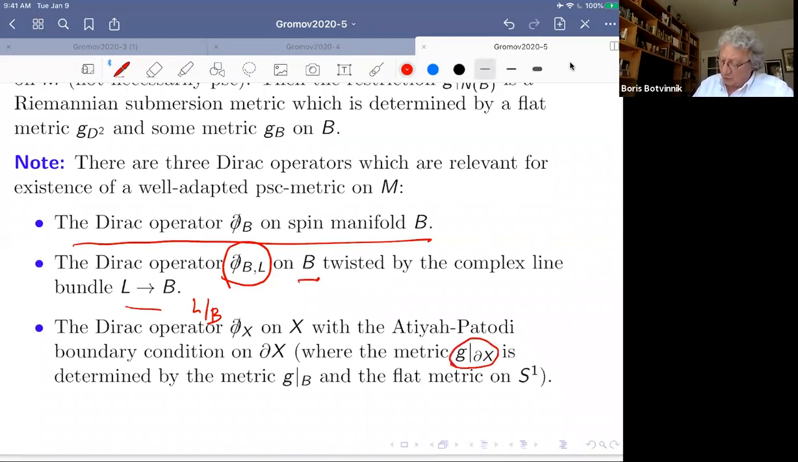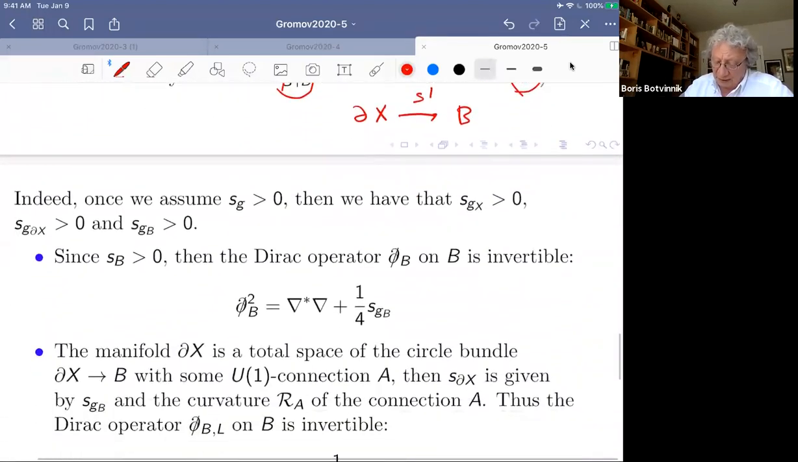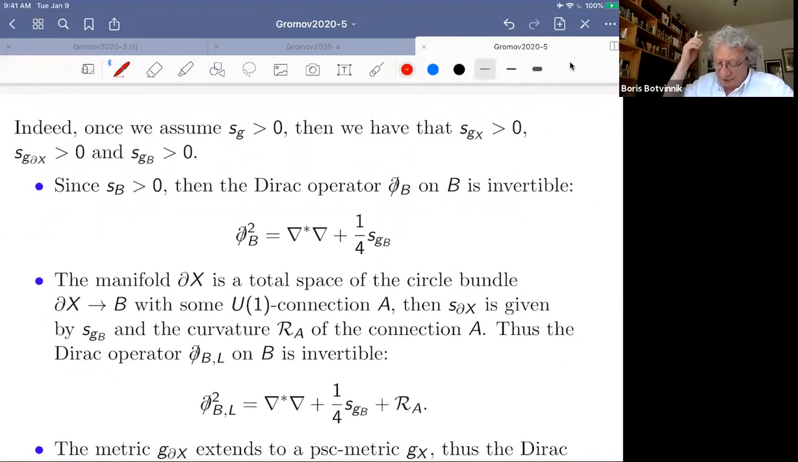Again, the metric on the boundary is determined by the metric on the base and the standard flat metric on the circle, because we have there a Riemannian submersion from ∂X over B with this circle as a fiber. Well, so let's see. If we assume that our well-adapted metric has positive scalar curvature, then in particular we have positive scalar curvature restricted on X, restricted on the boundary, and also on the submanifold B.